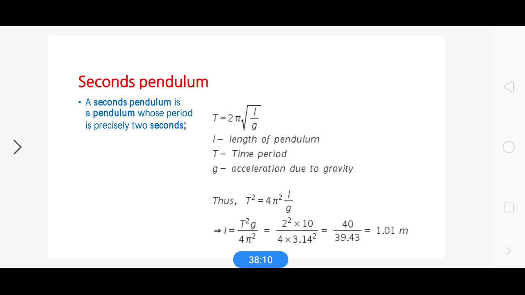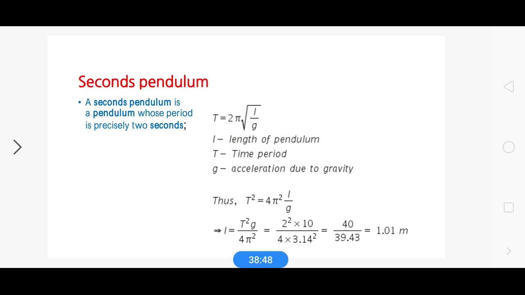The seconds pendulum. What is meant by the seconds pendulum? It is a pendulum whose time period is 2 seconds. The simple pendulum whose time period is 2 seconds is called a seconds pendulum, which means it takes 2 seconds for one complete oscillation.